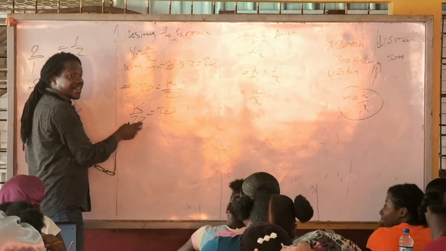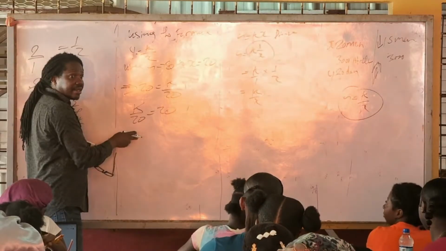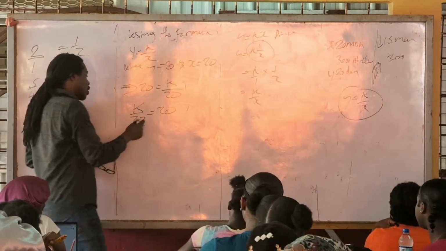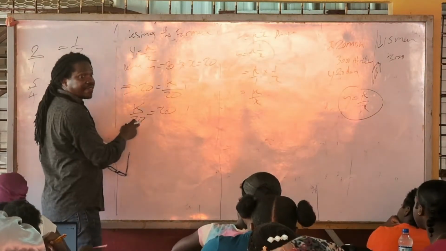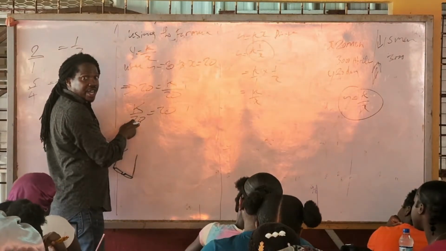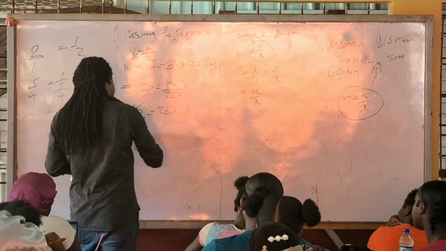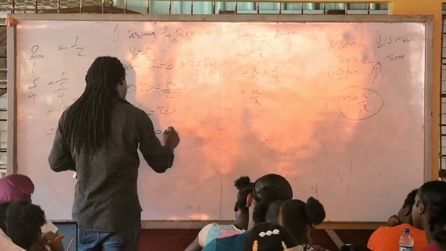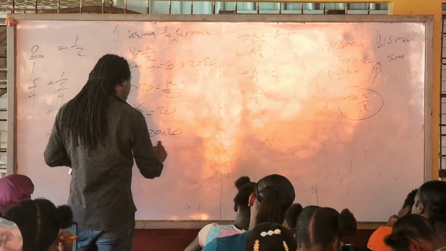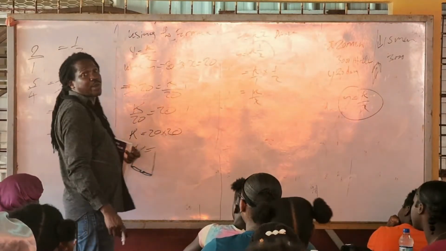So what kind of relationship is the 20 and the k? The divide relationship. Good. So that means to get rid of the 20, you have to do what? The opposite function, which is what? So that means k equals 20 times 20. That means k equals how much?